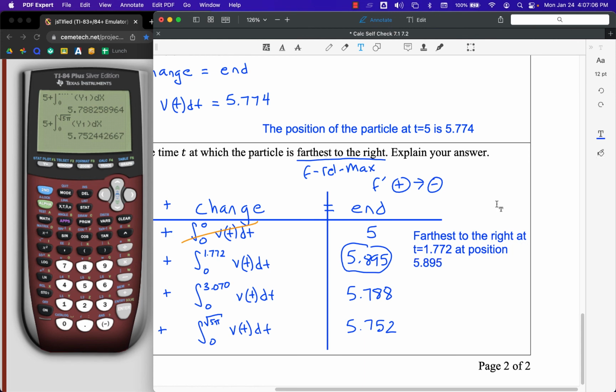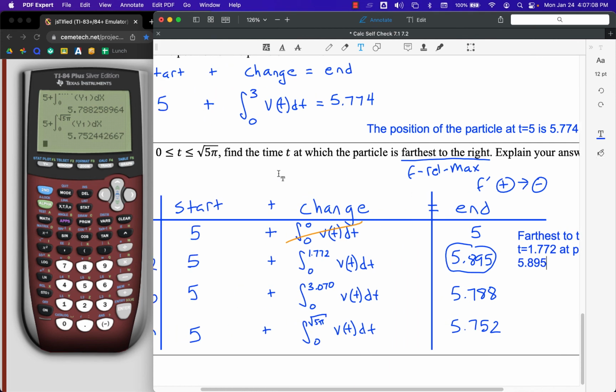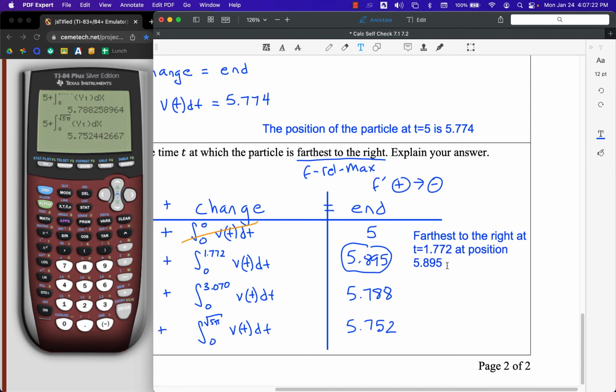5.895. And you might be asking, well, Mr. Sindel, it's only asking for the time, t. You don't have to tell me the position. Sometimes these questions ask for time, sometimes they ask for position, and I know that students get confused on which one they're supposed to answer, even if it's a silly mistake and you knew at the very beginning. If you always answer both of them, you'll never make a mistake.